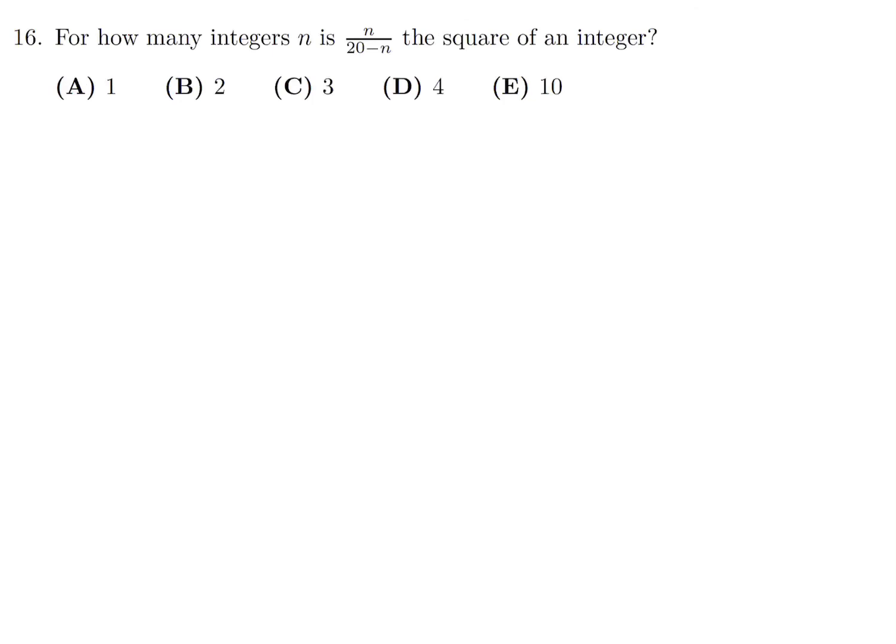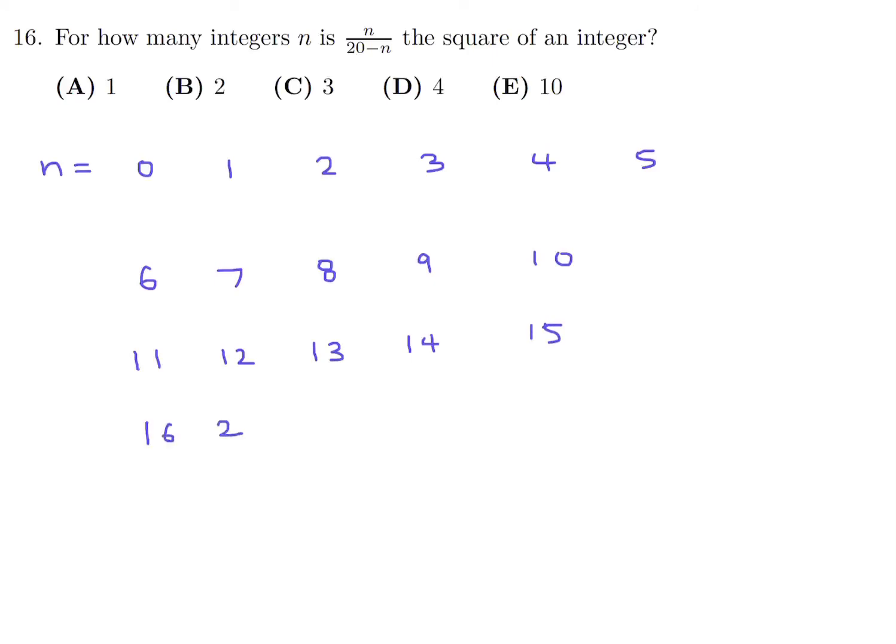For how many integers n is n over 20 minus n the square of an integer? All right. I guess we just have to do this by inspection. So let n equal 0, 1, 2, 3, 4, 5, and so on, right? So what are we going to go up to here? I think the maximum n could possibly be is 20, right? Because if it's greater than 20, we're going to start getting negative values, and negative values can never be the square of an integer, right? So I'll prove that first before I get into all this stuff here.